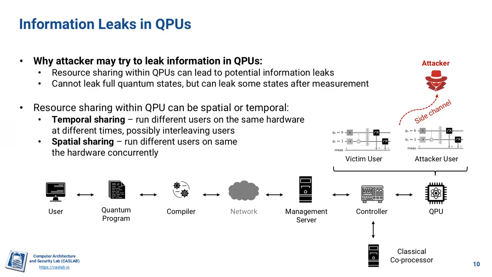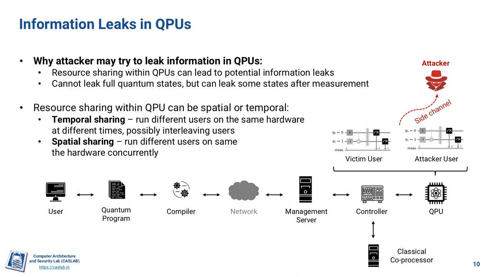So maybe jumping into one of the research we did on the information leaks inside the QPUs. So why might an attacker try to leak information in QPUs? The main thing is that there's resource sharing within the QPUs, and as we show, that can lead to information leaks. What we demonstrate is that although you cannot leak the full quantum state, so you cannot copy the full quantum state, you can leak some information after the measurement.